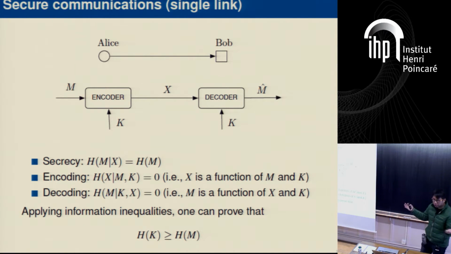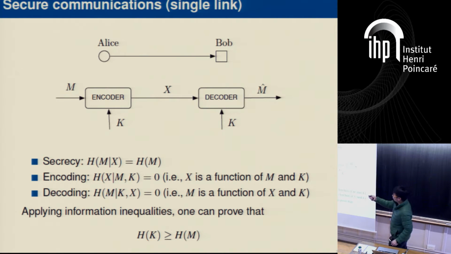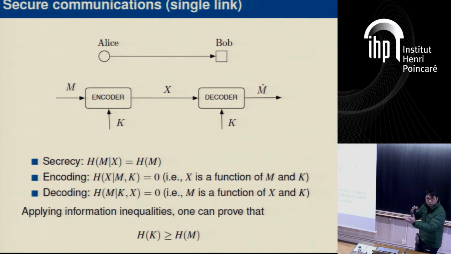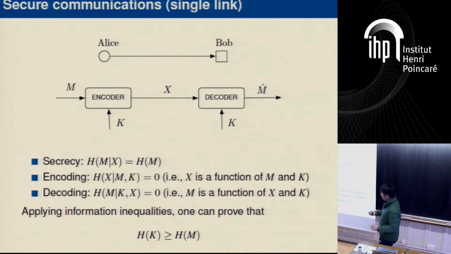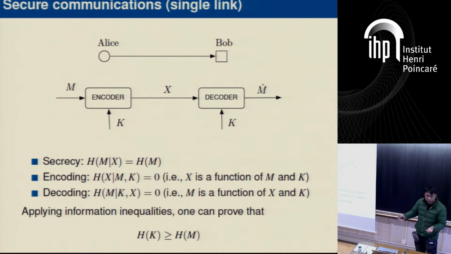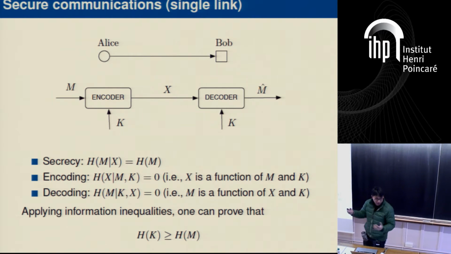Now, from this picture and its requirements, we have this condition. If I invoke the relation between the entropies, it turns out we can prove that the entropy of K is greater than or equal to the entropy of M. That means the secret common key shared between Alice and Bob has to be at least as big as the size of the message you want to transmit.